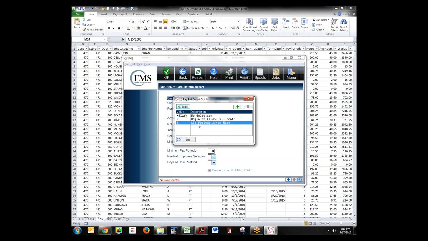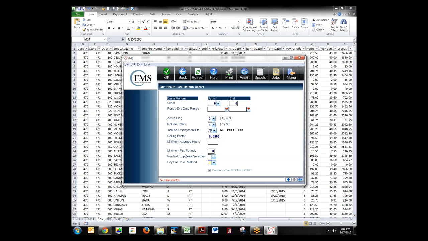And you could say there's basically begin on all pay periods after hire, or the newest method we added was begin on first full month. So if the employee was hired on the 15th, the pay period count or the waiting period doesn't even start until the first day of the first full month that they're employed. So you can run it either way, but I'm just going to leave those blank because I'm not looking for minimum pay periods. I just want to run it for everyone.